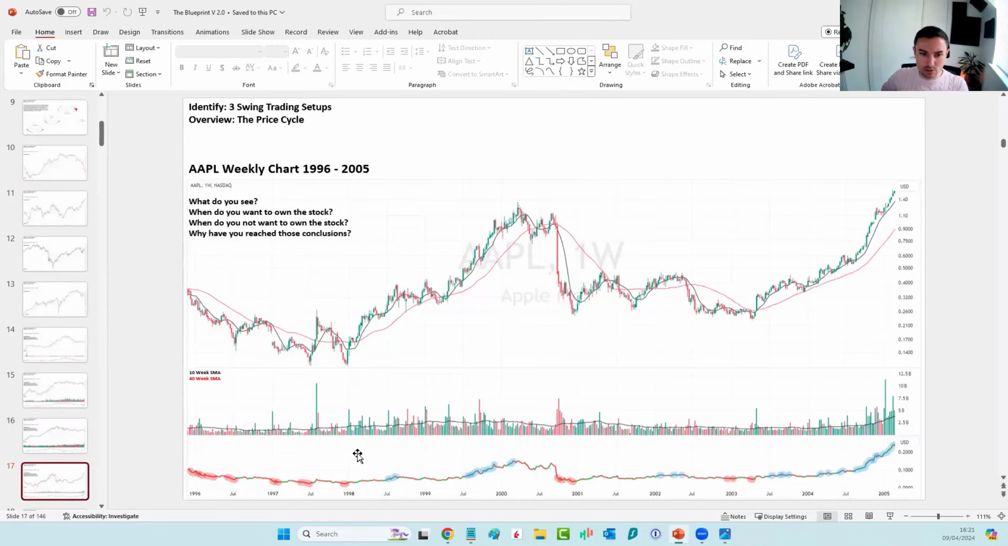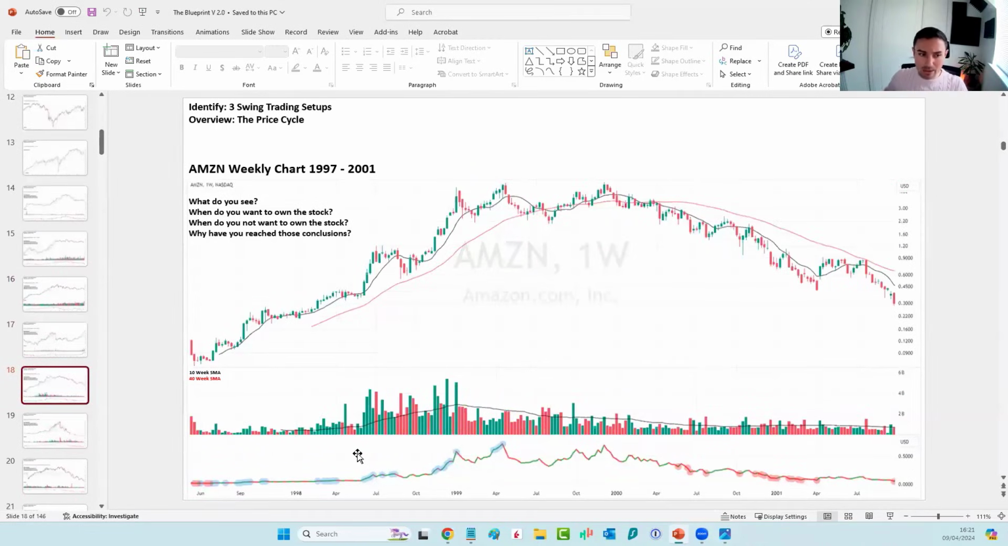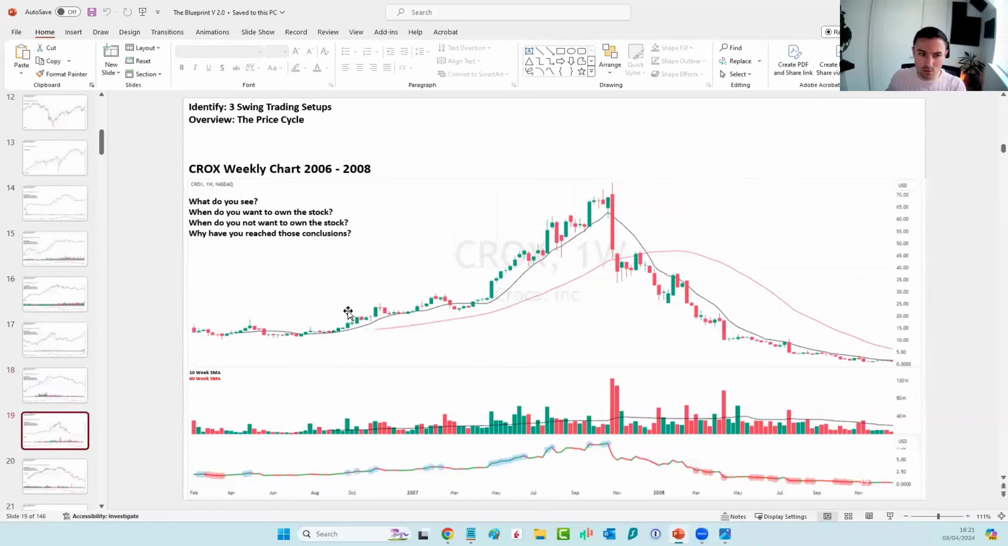But Apple, I don't want to spend too much time on these ones, but Apple, Amazon, hopefully your eye is just being drawn to, okay, goes sideways, goes up, tops, goes down. Go to another one. Crocs, goes sideways, goes up, comes down. So remember what I said about the change of character, right? This is just a good one to highlight because this is as clear-cut an example as you will ever see, okay?